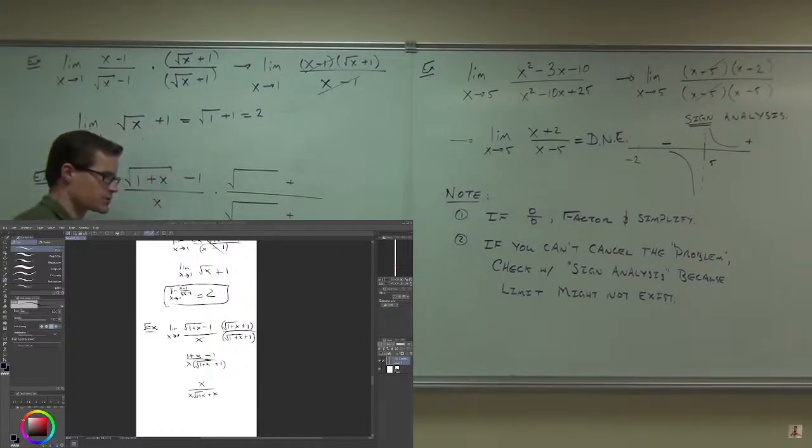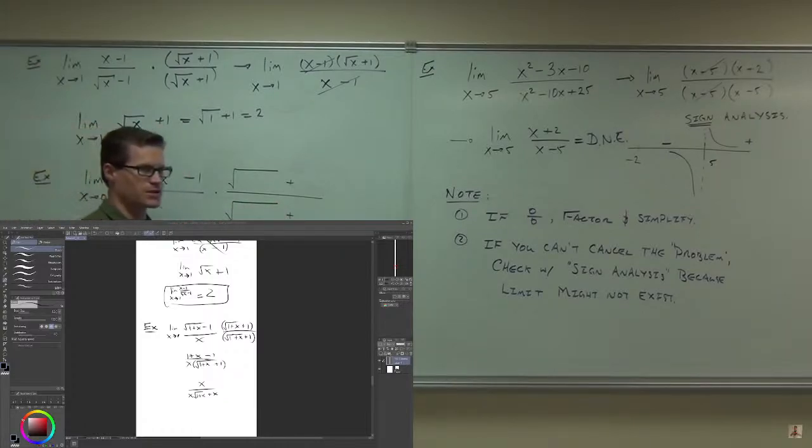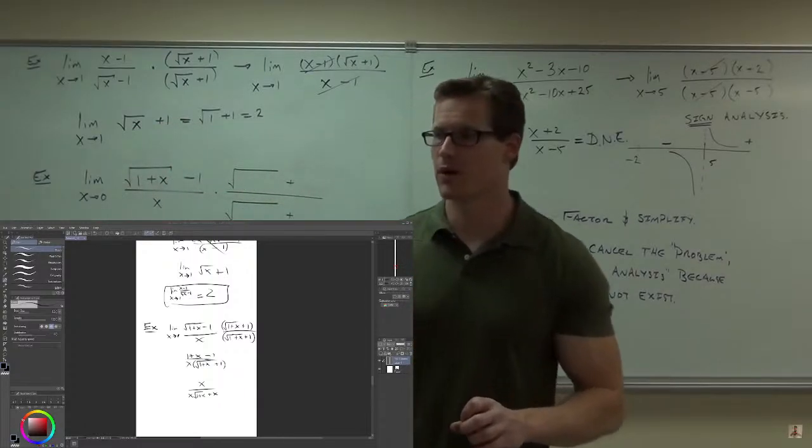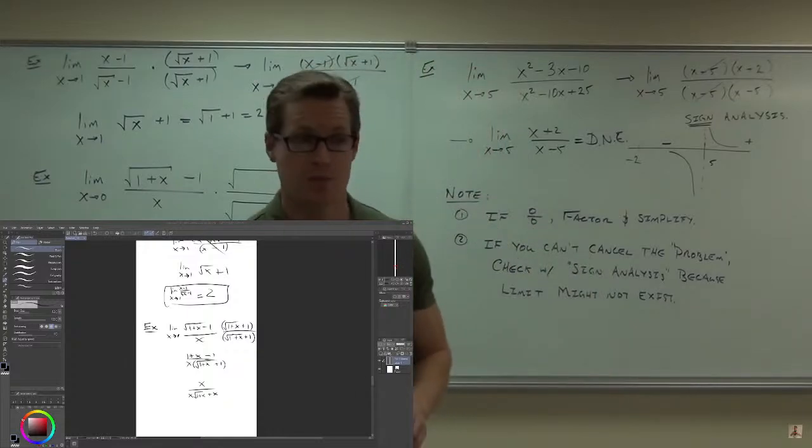Conjugates have to have different signs. They have to. It's got to be the same thing on the numerator and denominator. It has to. Otherwise, you're not multiplying by 1. And if you're not multiplying by 1, you're changing the problem. You can't change the problem.